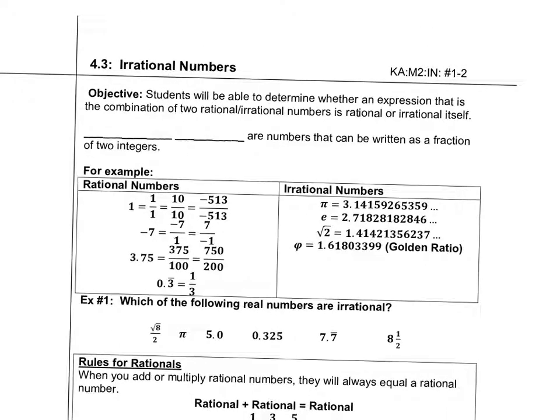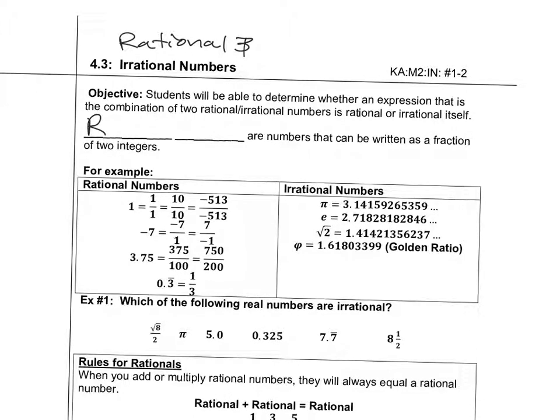All right, 4.3, irrational numbers. And really this should be titled rational and irrational numbers because we're going to talk about both. Objectives. Students will be able to determine whether an expression that is the combination of two rational and irrational numbers is rational or irrational itself. Before we do that, we've got to define some things.